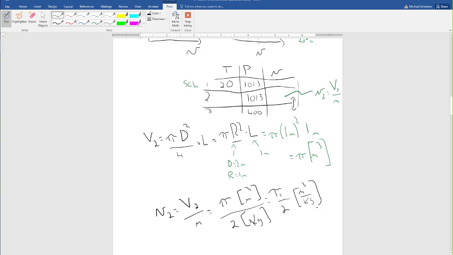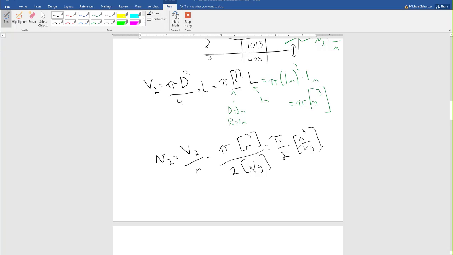Now, if I just whip out my calculator here, that's going to be 1.57 approximately, equals about 1.57 meters cubed per kilogram. So this is going to be V2. It's also going to be V3.